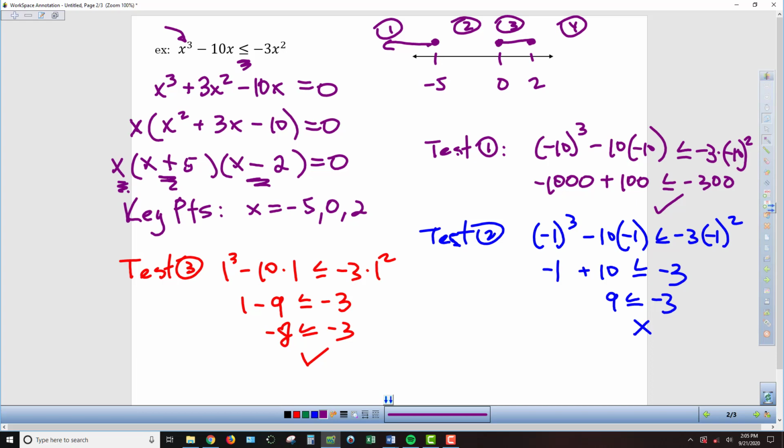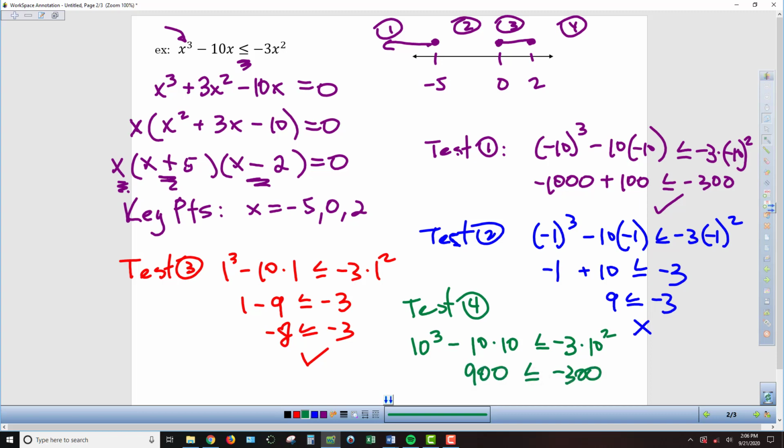And now finally I have to pick a number that's greater than 2. So I've got to test region number 4. I'm going to, again, pick a number that's nice and easy to work with. 10 works for me. So I've got 10 cubed is 1,000 minus 10 times 10, which is 100. So I'm going to get 900 on this left-hand side, and then negative 3 times 10 squared, so negative 300 over here. So I've got negative 300 and positive 900, definitely not less than or equal to. So I'm going to mark that as false.